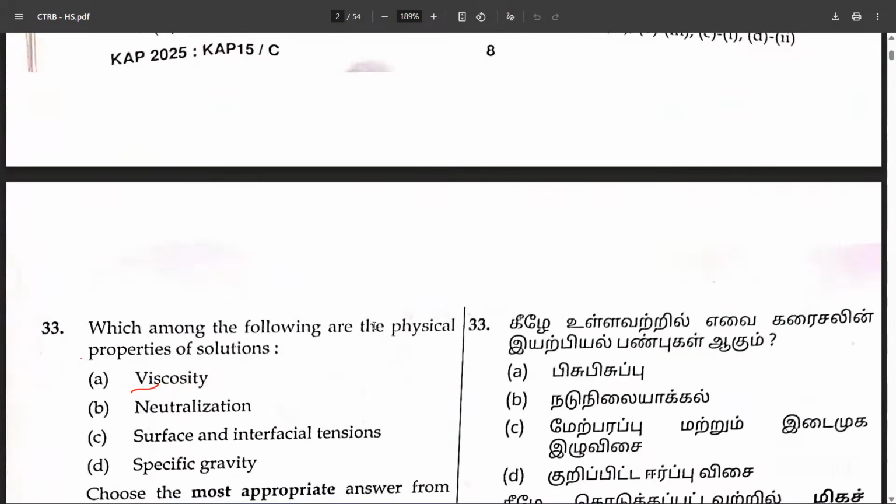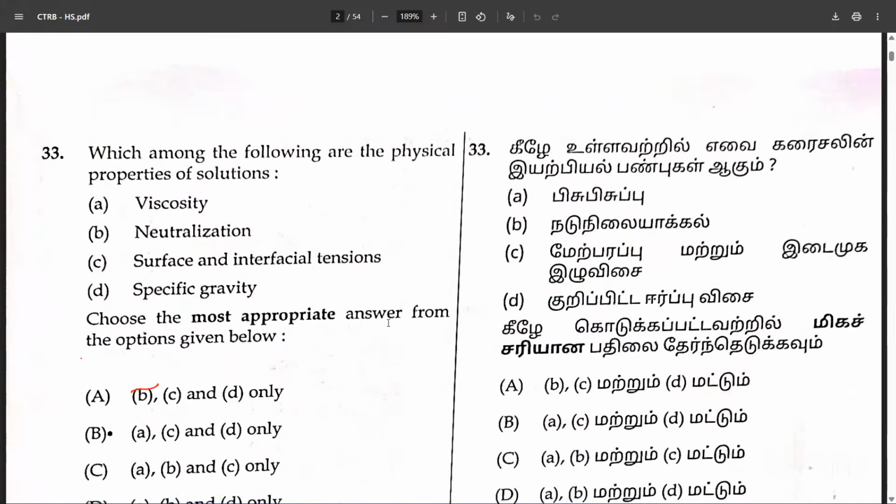Okay. Then the next question 33, here the correct answer will be B, in which they are asking you which among the following are the physical property of the solution. So viscosity, neutralization, surface and interfacial tension, and then there is specific gravity. So here B will be the right answer, as we will simply eliminate neutralization and we'll get the right code, that is viscosity, surface and interfacial tension, and specific gravity will be the correct answer. So here B is the right answer.